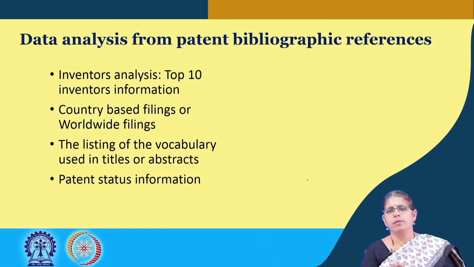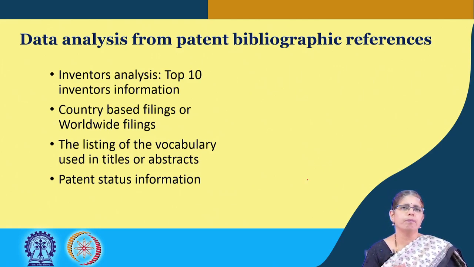So, patent status information is also useful from the point of view of understanding how many patents are filed, how many patents are abandoned, how many patents are valid. And through a pie chart representation, either in the overall technology or based on the sub technologies, one can understand the patent status information in relation to a particular landscape.